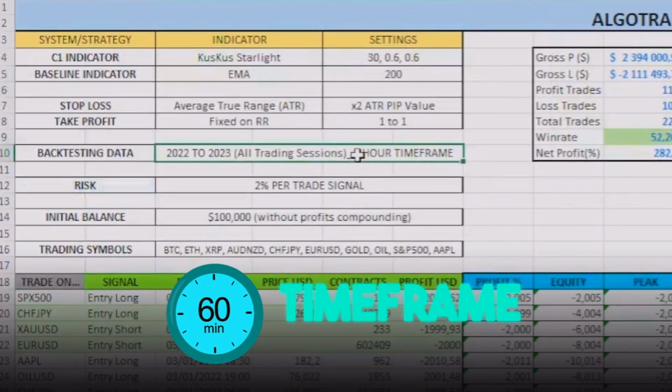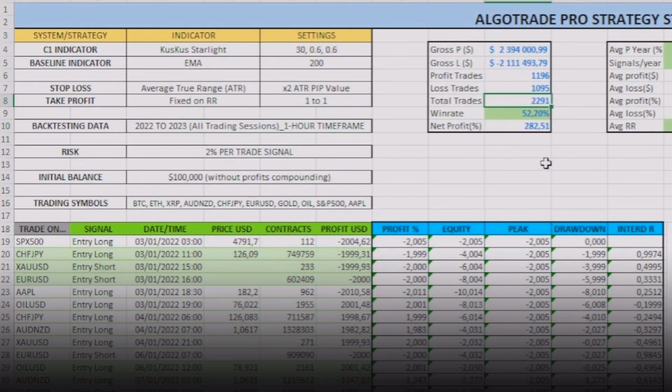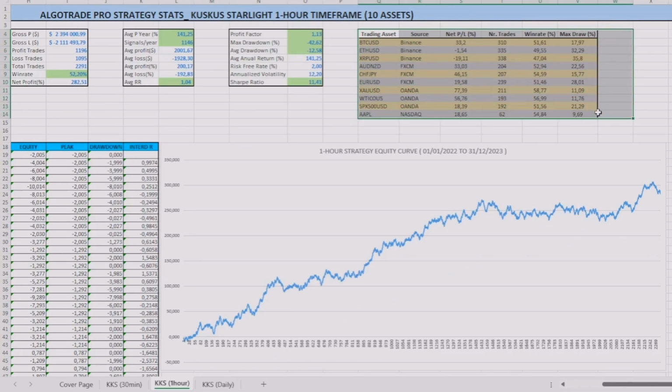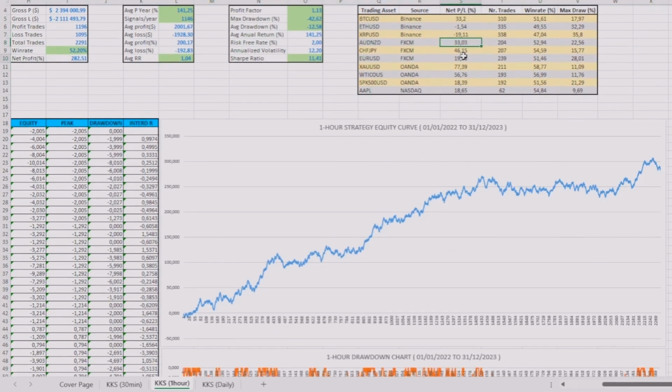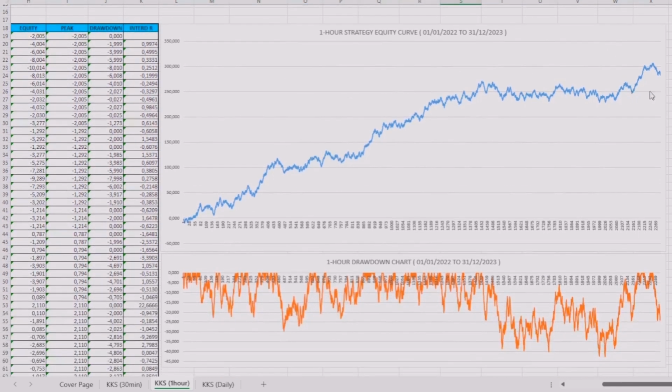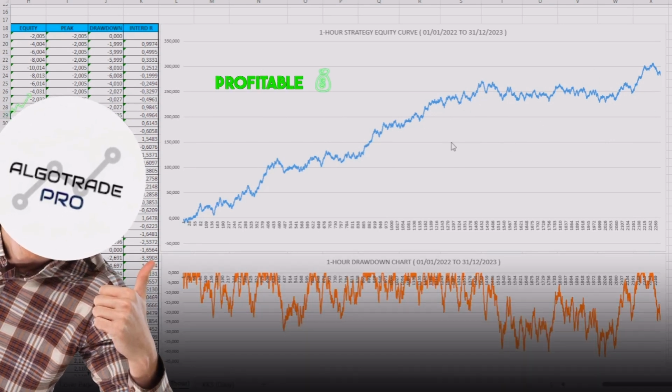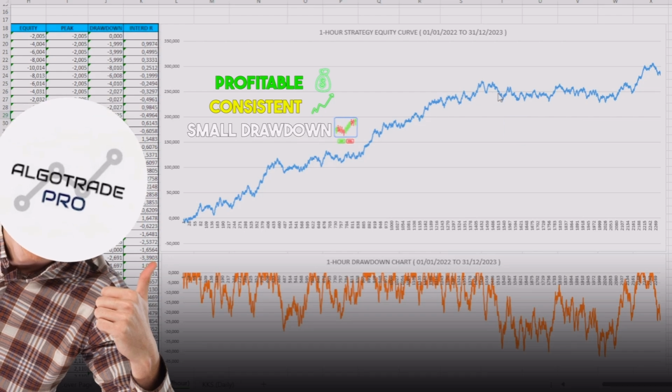Next, in the 1 hour time frame, after almost 2,300 trades, the indicator achieved a win rate of about 52% and a net profit of 282%. Again, here you can find other metrics and also the results from every asset, which this time are more consistent. And looking at the equity chart, we can see that in this time frame, the KusKus Starlight had a great performance. It was profitable, consistent and with small drawdown moments.